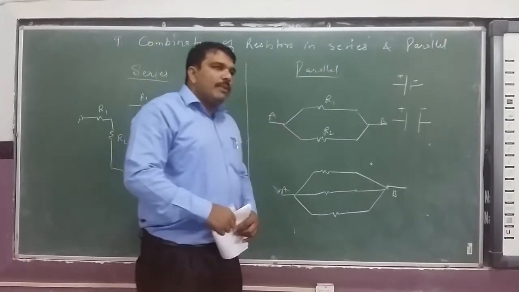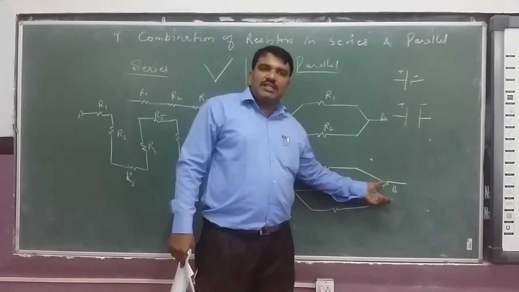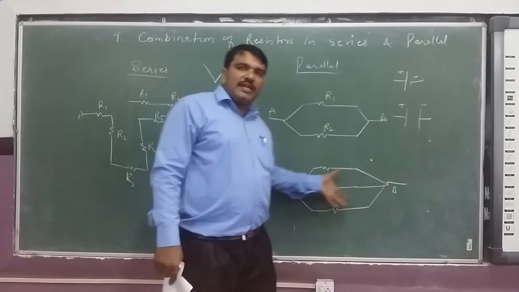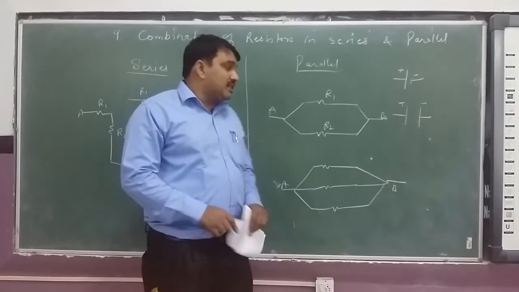So their left end is common. The left end of all the resistors is common at point A and the right end of all the resistors is common at point B. So these three resistors are in parallel combination. This is the way how to draw resistors in parallel.